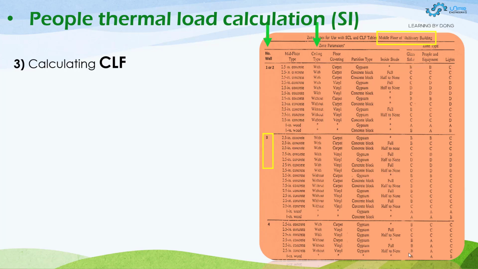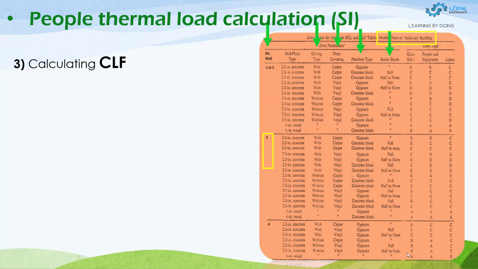Then we need to detect if the ceiling is a suspended ceiling or it has no suspended ceiling, so it may be a concrete ceiling or a concrete ceiling with a suspended false ceiling. Also, we need to detect the floor covering to be a carpet or a vinyl covering. Then we detect the partition to be a gypsum board or a concrete block. And finally, for the inside shade, we will select it to be a full inside shade of the window, or a half, or none.